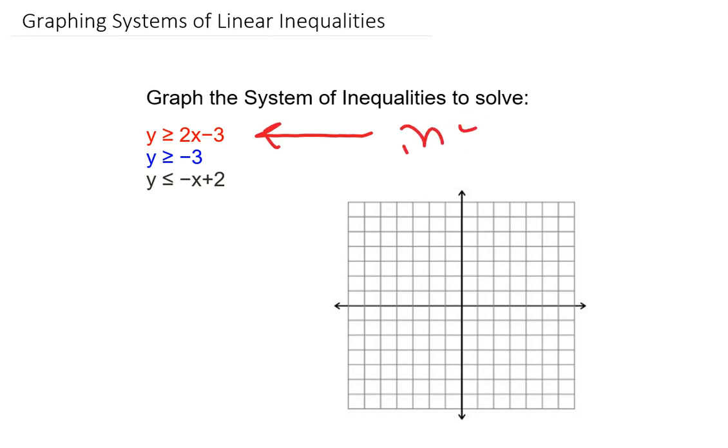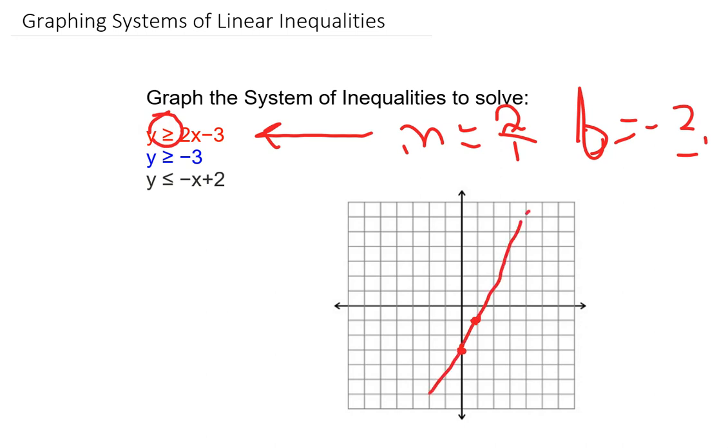So if I look at my first one, I've got y is greater than or equal to 2x minus 3. My slope is going to be 2 over 1. My y-intercept, which I'll call my b, is going to be negative 3. So I go to graph this, I will put a spot at negative 3. My slope is up 2 over 1. Put a point that is up 2 over 1. And now I can connect my two dots with a line. Now since it is an inequality, and since it is greater than or equal to, I can connect it with a solid line. Remember, greater than or equal to is a solid line.